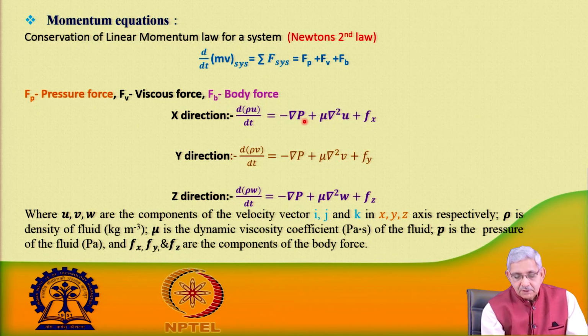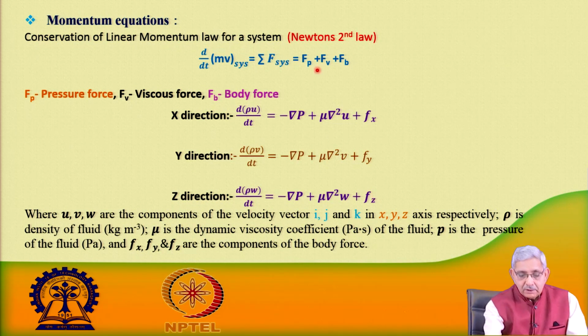So, the pressure force we can write as del by del x of p because we are considering the x direction. Similarly, in the y direction this expression can be written with f y. In the z direction we can express it too, because u, v and w are the velocity components in vector form i, j, k, which can be expressed in x, y, z. And f x, f y, f z are the body forces working in the respective x, y and z directions.